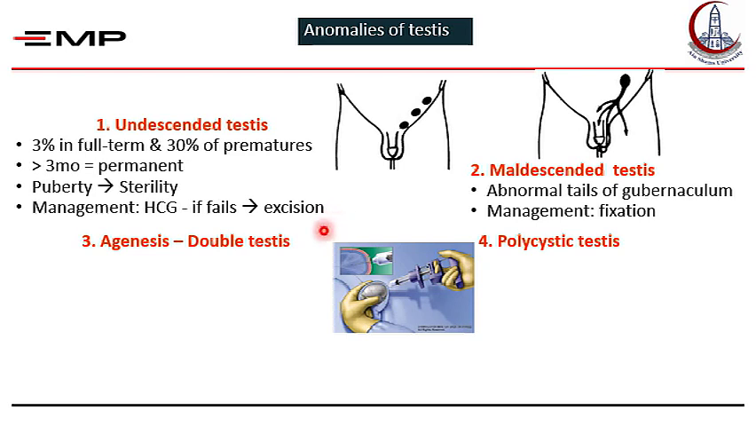If these fail to unite together, there will be polycystic testis, similar to polycystic kidney. Failure of union of the nephrons with the collecting ducts. Here it is due to failure of connection of the rete testis with the vasa efferentia.